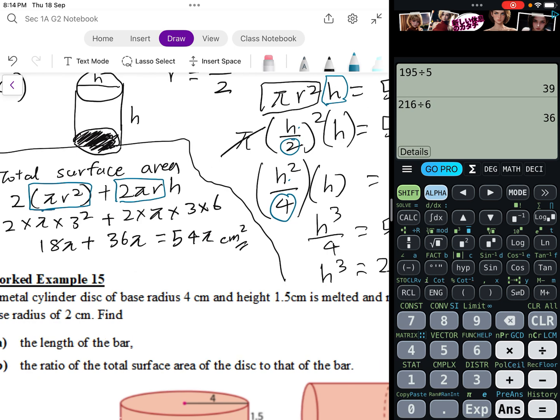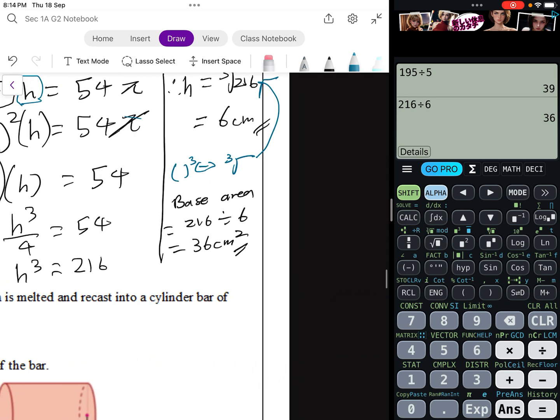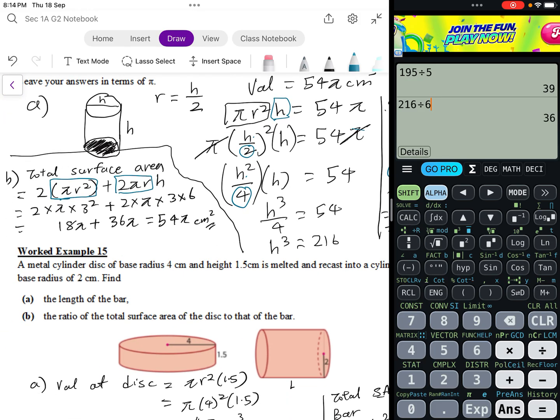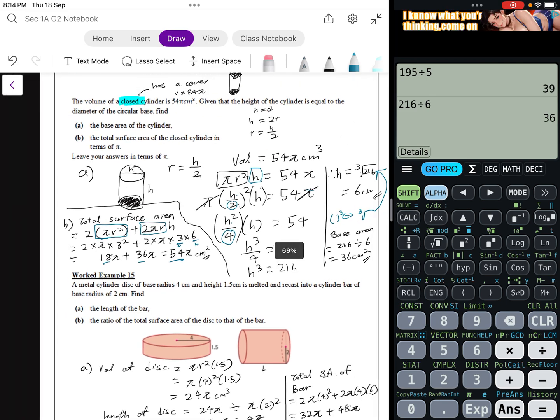Okay, so we know that r is height divided by 2, right? And since our height is 6, r is 3. So this is my r is 3, and this is my h. Okay, so we just substitute our values: 2 times pi times 3 squared plus 2 times pi times 3 times 6. You get 18 pi plus 36 pi, 54 pi. So this will be your answer.